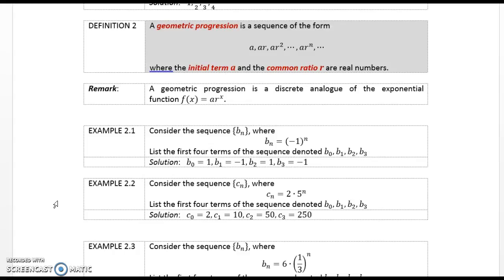Example 2.1. Consider the sequence b_n, where b_n is equal to (-1)^n. List the first four terms of the sequence, denoted b0, b1, b2, and b3. b0 is equal to 1, b1 is equal to -1, b2 is equal to 1, and b3 is equal to -1. Please note that the odd powers produce -1 and the even powers produce +1.